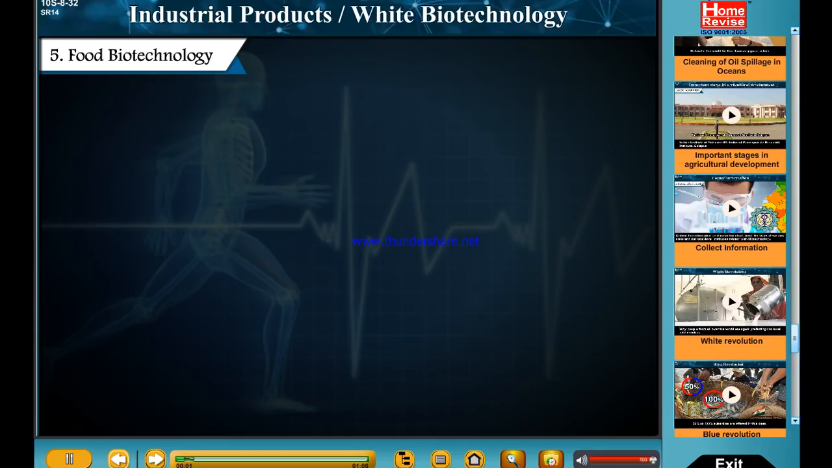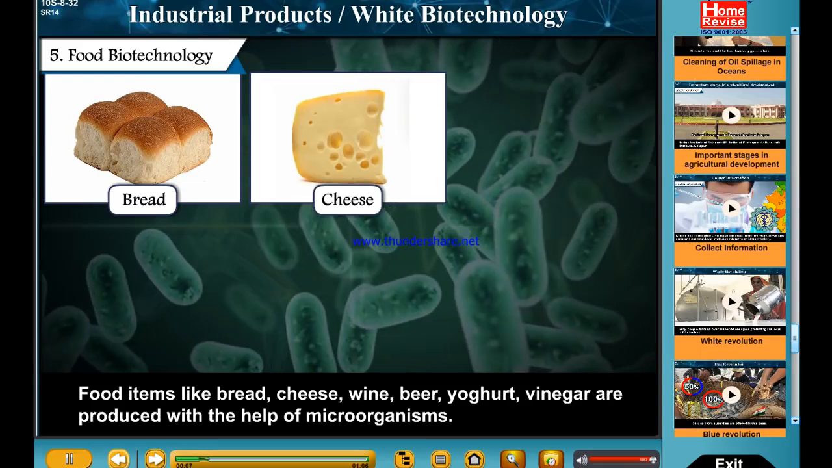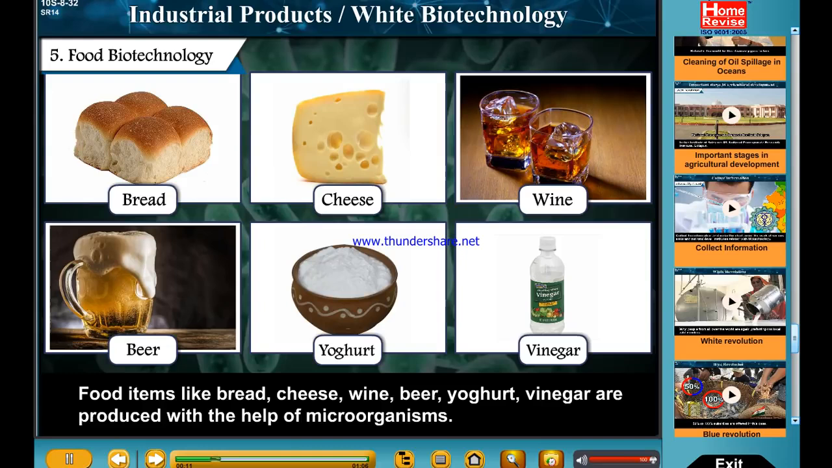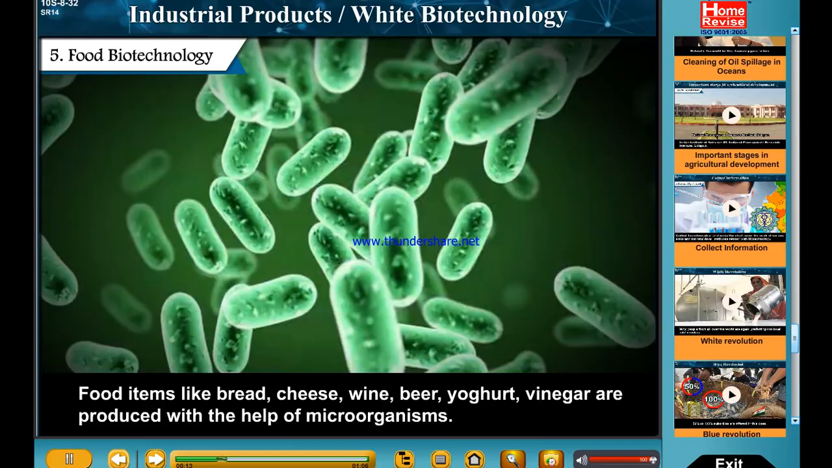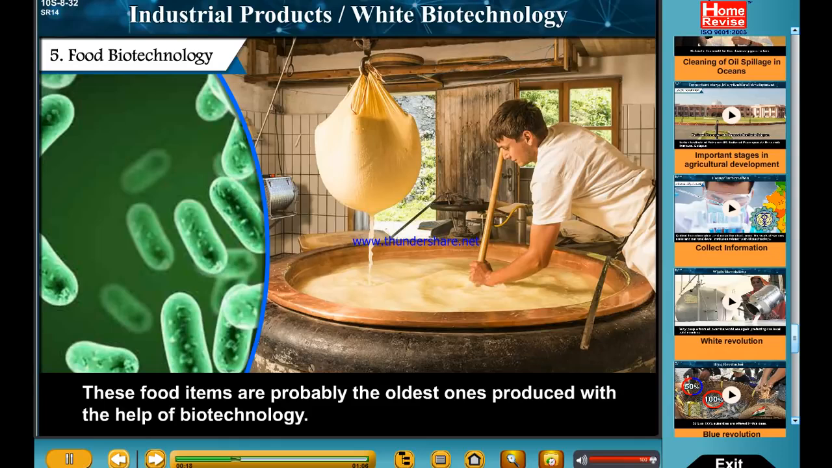5. Food biotechnology. Food items like bread, cheese, wine, beer, yogurt, vinegar are produced with the help of microorganisms. These food items are probably the oldest ones produced with the help of biotechnology.